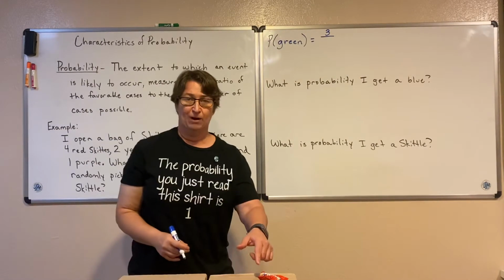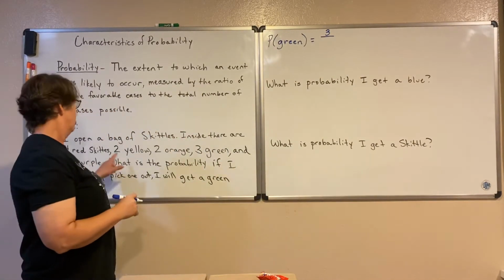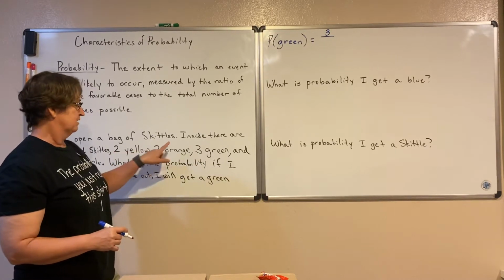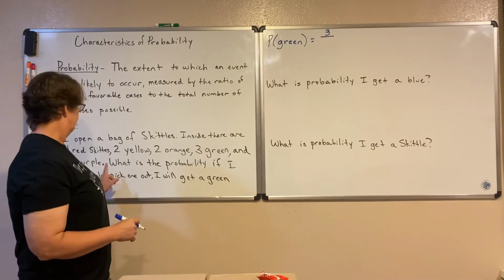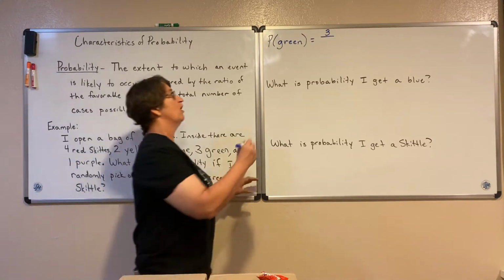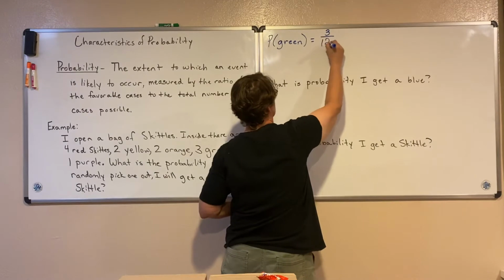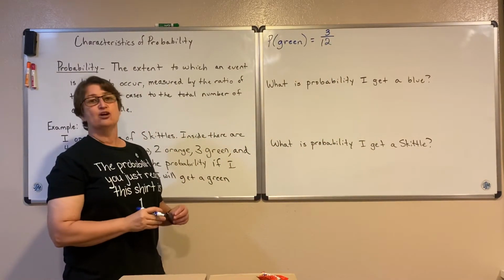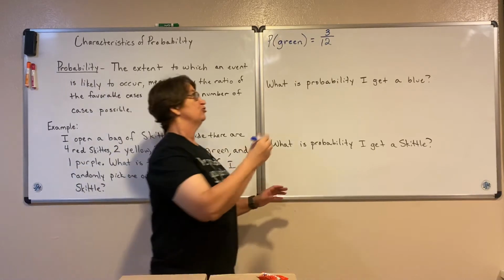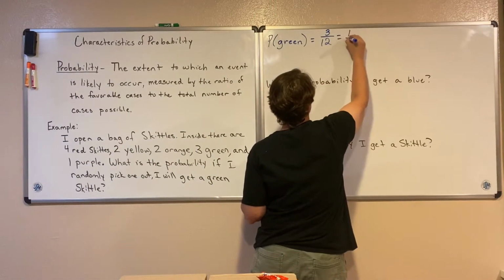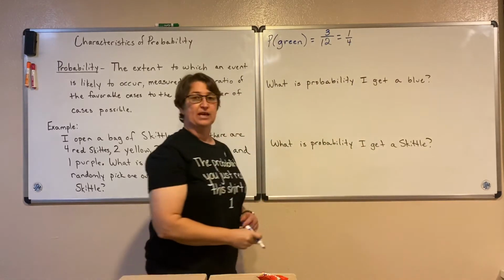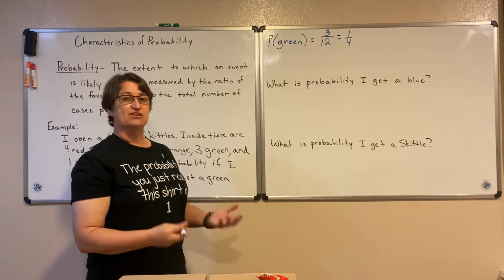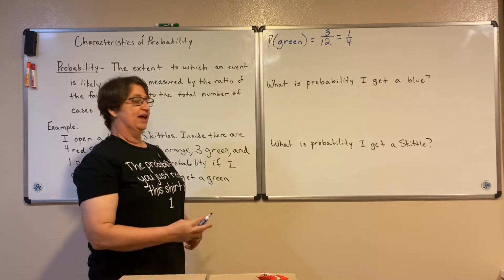Well, I could just count my Skittles to find out the total number, or I could add them up. 4 plus 2 is 6, plus 2 is 8, plus 3 is 11, plus 1 is 12. So there are 12 total Skittles in my bag. So the probability is 3/12. Or we could reduce that down to 1/4. So the probability that I get a green is 1 out of every 4 attempts. I would expect to get a green out of my bag.